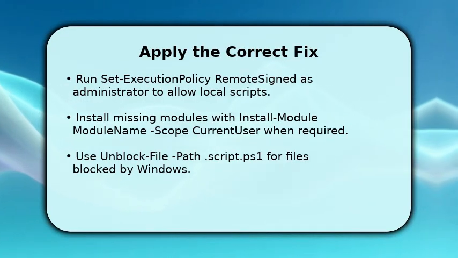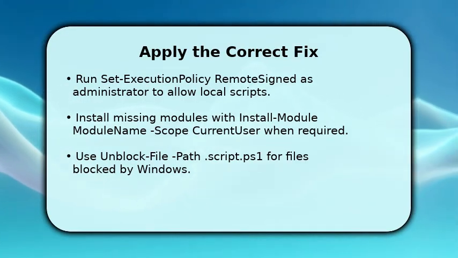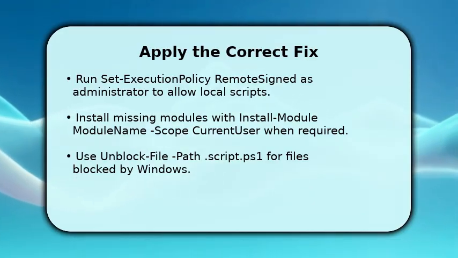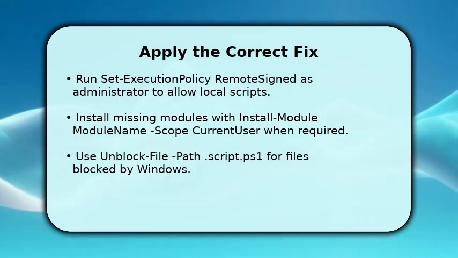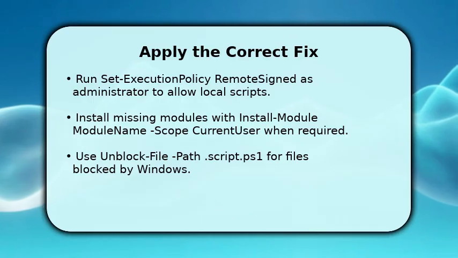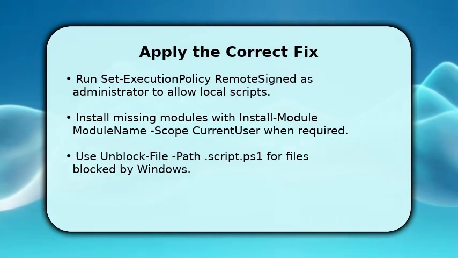If a module is missing, run Install-Module name -Scope CurrentUser to install it for your account. If a downloaded file is blocked, run Unblock-File -Path .\script.ps1 to lift the block. When a path is wrong, use Resolve-Path and confirm the exact file location.